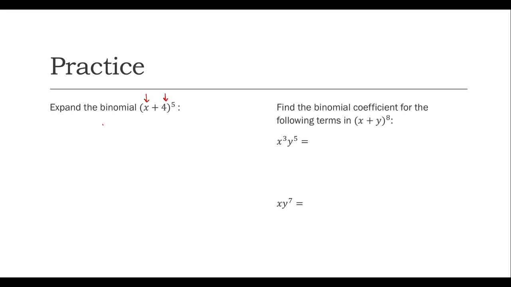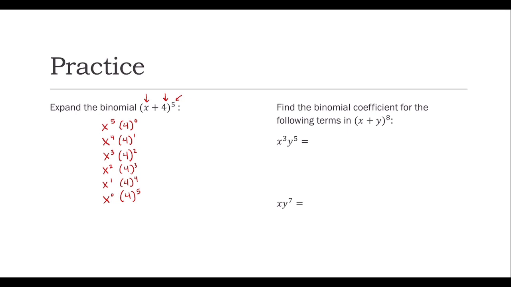So we'll take our first term, x, and raise it to the 5th power because that's our exponent here. And below it, we'll just keep decreasing the exponent by 1. So x to the 4th, x cubed, x squared, x to the 1st, x to the 0. And then we'll do the same thing with our second term. So then we have 4, but we're going to start at 0 and go up. 4 to the 0, 4 to the 1st, 4 squared, 4 cubed, 4 to the 4th, and 4 to the 5th.